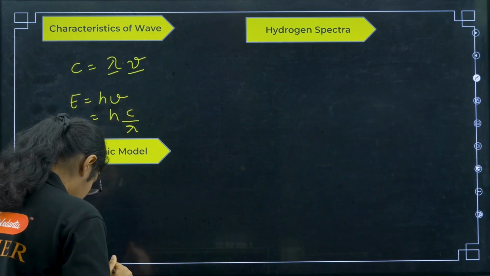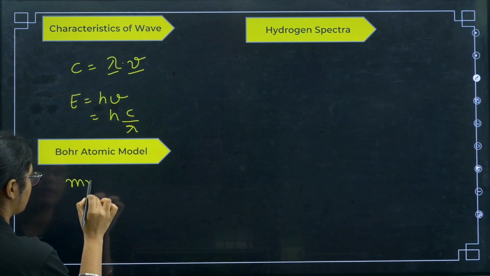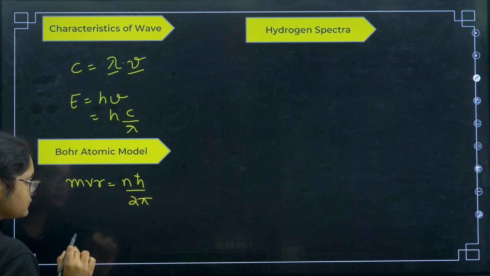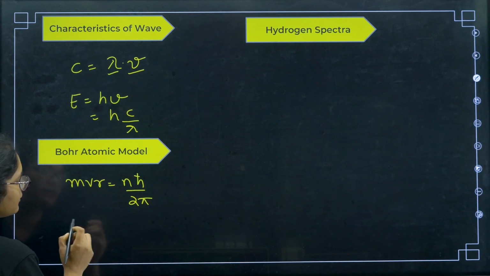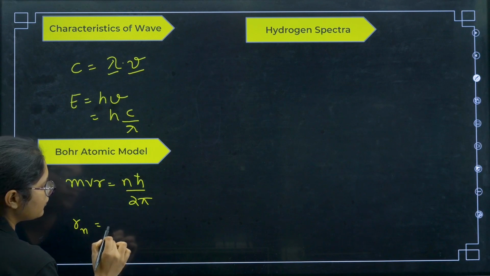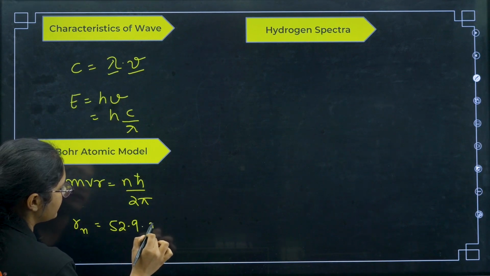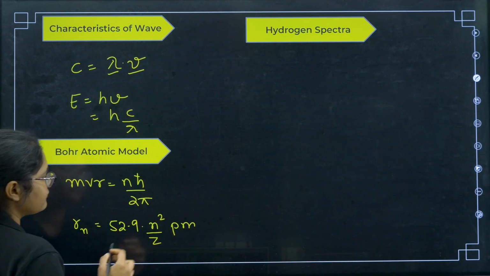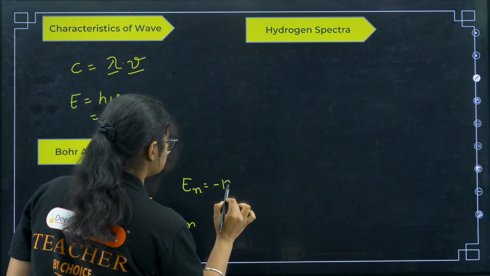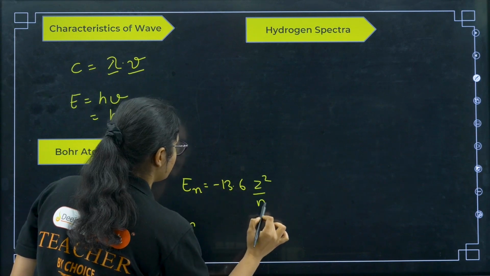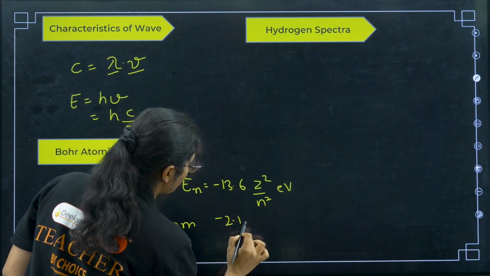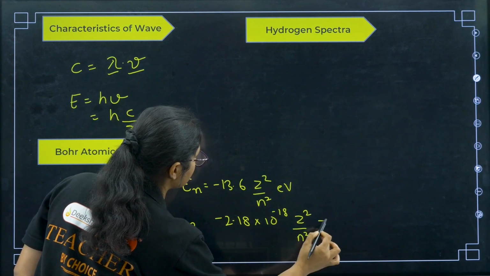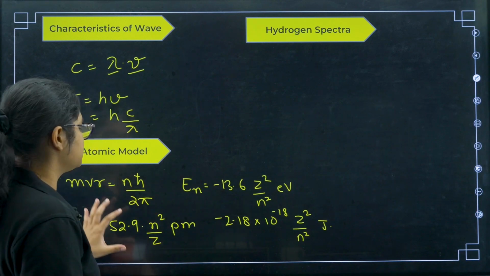Next, coming to Bohr's atomic model. Here we have the formulas. First is mvr is equal to nh by 2 pi. Then the radius of any orbit is equal to 52.9 into n square by Z picometer. Next we have the energy, En is equal to minus 13.6 Z square by n square eV, or minus 2.18 into 10 to the power of minus 18 Z square by n square joules.